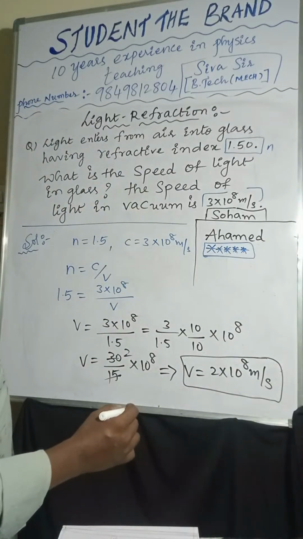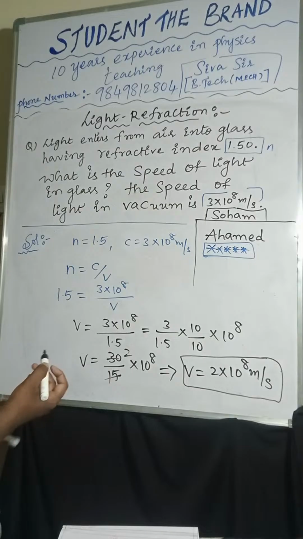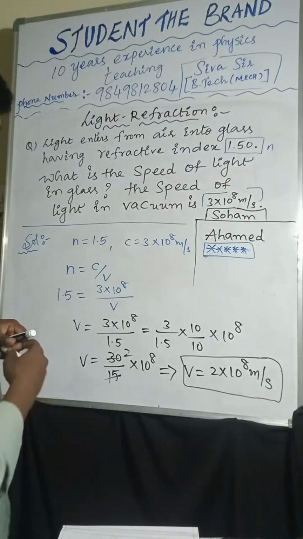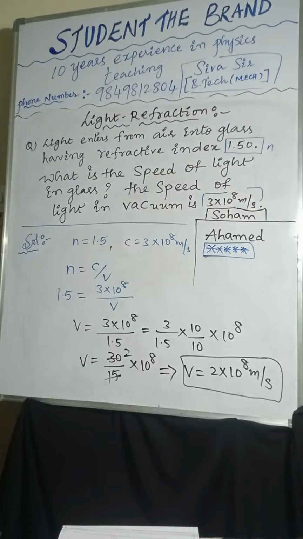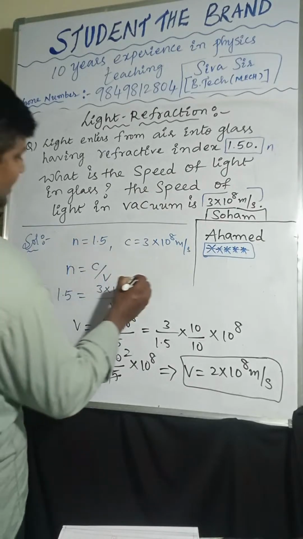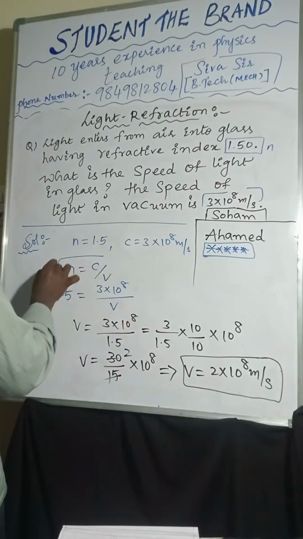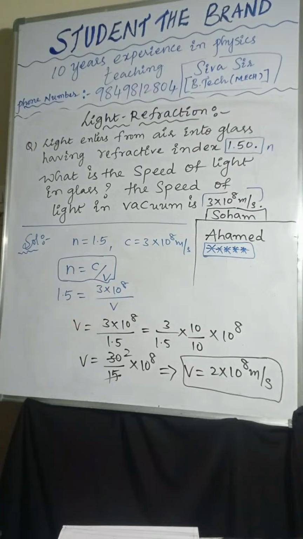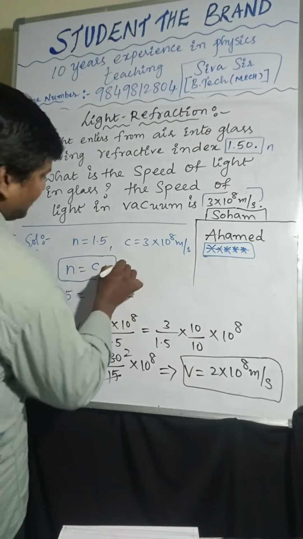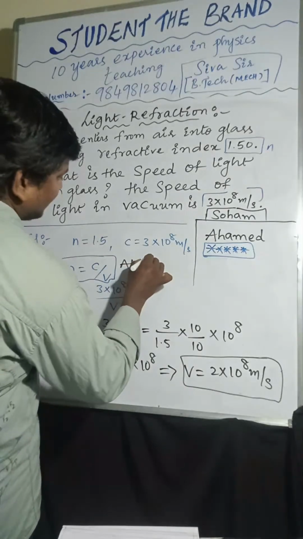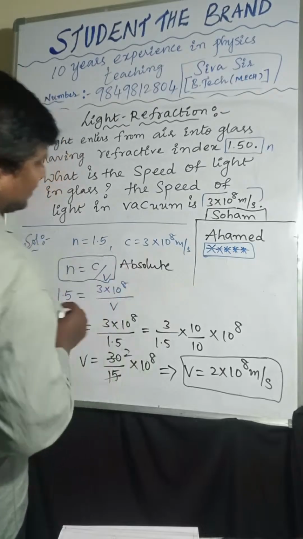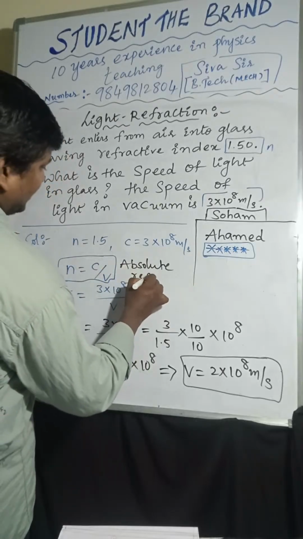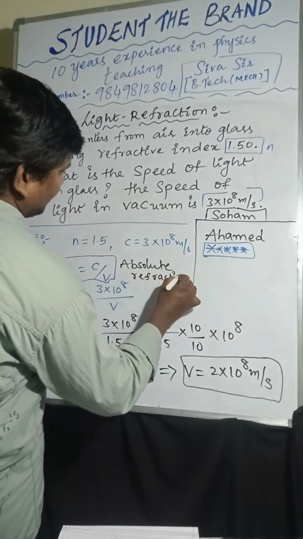Is it correct? If you know the answer, let me know. Check once whether it is correct or not. Light enters from air into glass having a refractive index. What is the speed of light in glass? Normally this is the absolute refractive index. Anything compared with the speed of light in vacuum, we can call absolute refractive index. So don't get confused between absolute refractive index and refractive index. If they ask, you can write refractive index only: speed of light in vacuum by speed of light in medium.